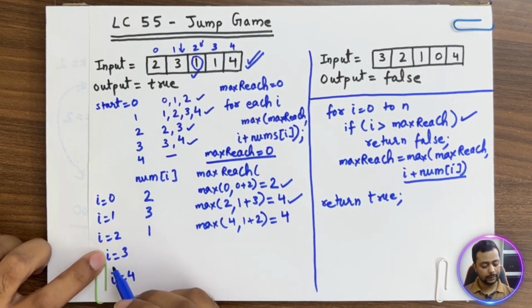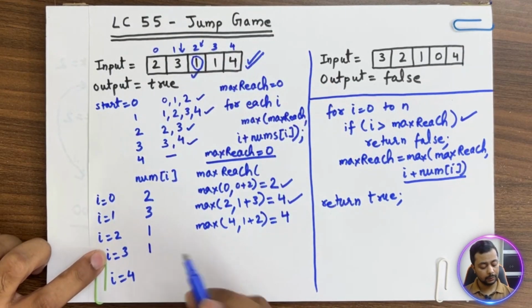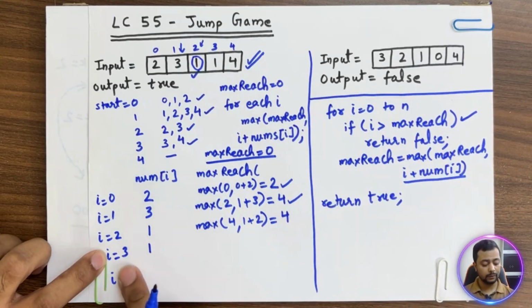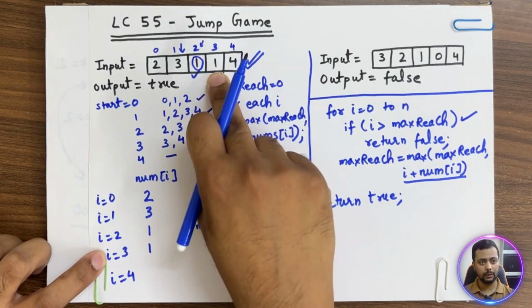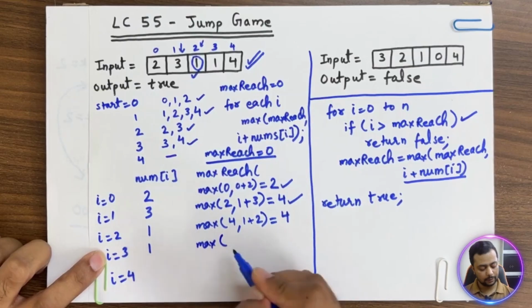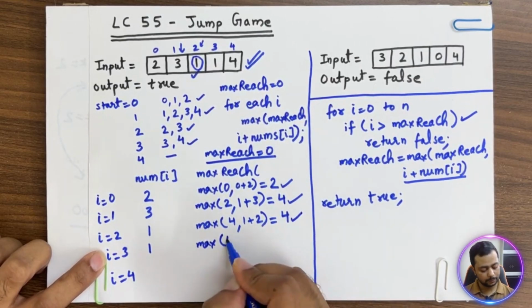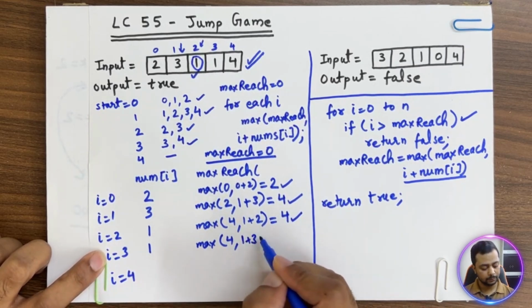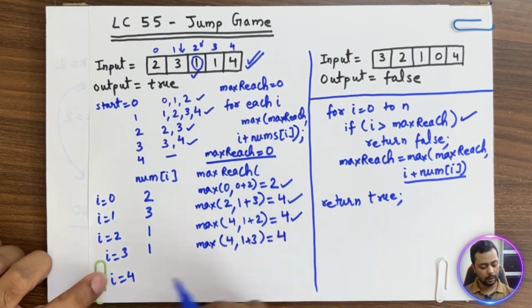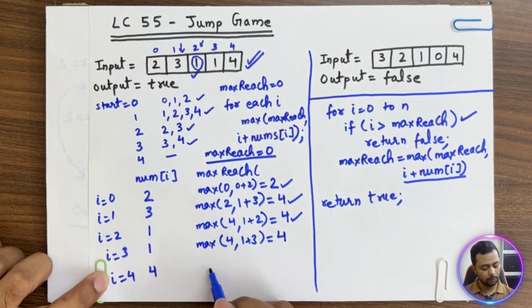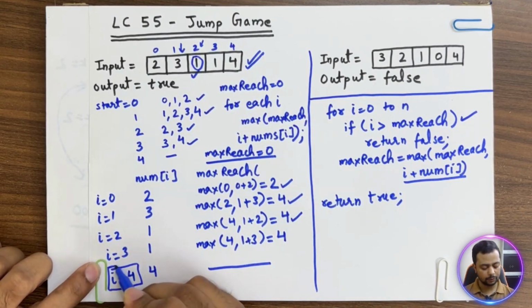At I is equal to 3, value is 1. Now, is 3 greater than 4? No, this is false, which means this index is also reachable. This is within our reach. So now I will again update max reach. It will become the maximum of 4, comma, numbers of I plus I, which is 1 plus 3. So it will remain as 4. Now at I is equal to 4, the value is 4. But we no longer need to do this calculation because this is the index which was our target value.